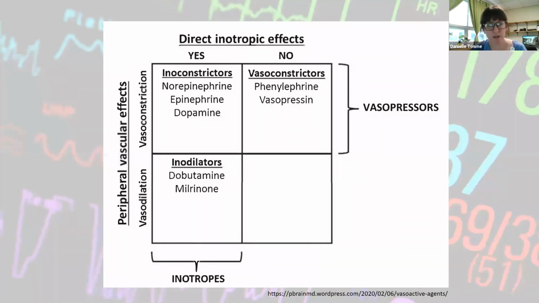So we really kind of have to look at this and say, do we really need a blood pressure of 120, 130 systolic? Or can I be comfortable with a systolic of 90 with improved mentation and improved SpO2 and continue that way until we can get them to definitive care?